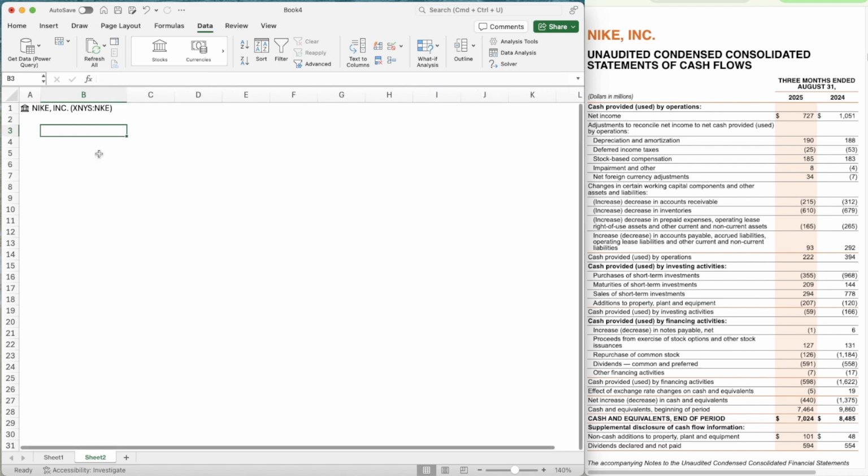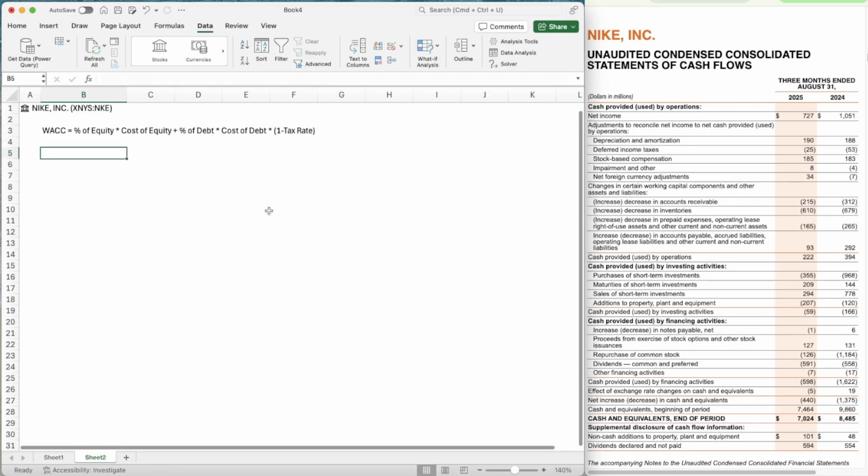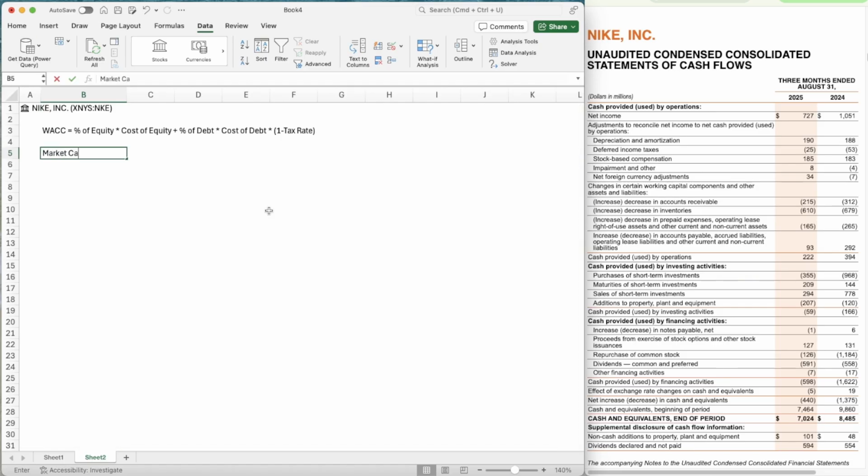Make this one bigger, and we're going to make the weighted average cost of capital, which is the WACC. It's the percentage of equity multiplied by the cost of equity, plus your percentage of debt multiplied by the cost of debt multiplied by 1 minus the tax rate. To do that, we need a few components: the market cap, the percentage of equity, the cost of equity.